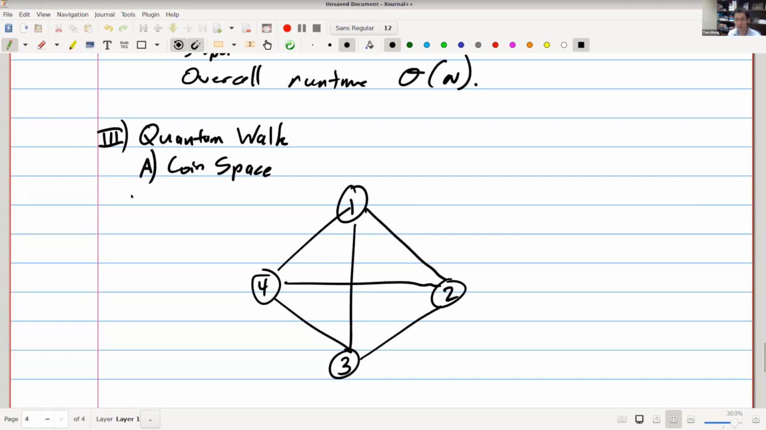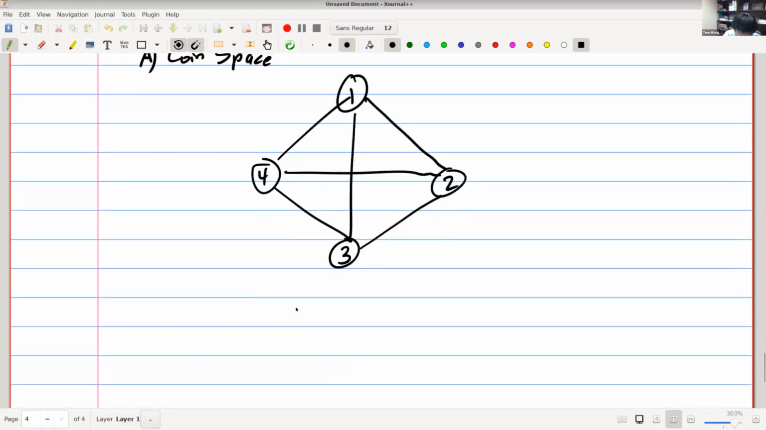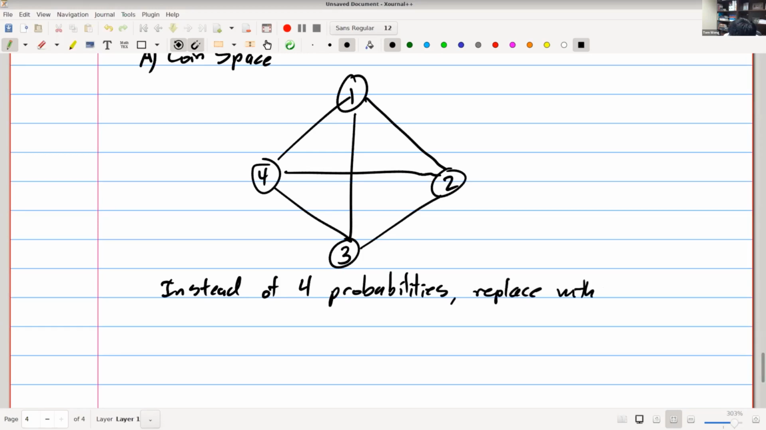In order to make this quantum, what you might try to do is replace these 4 probabilities with 4 quantum amplitudes so that the system is a superposition over these 4 vertices. Then you have an amplitude at each vertex, and to get the probability, you take the norm square of the amplitude. So write that down. Instead of 4 probabilities, or in general, n probabilities if the graph has n vertices, can we replace it with 4 amplitudes? It's a very reasonable thing to try. And indeed, people try this, and it turns out that no, you don't want to do this.